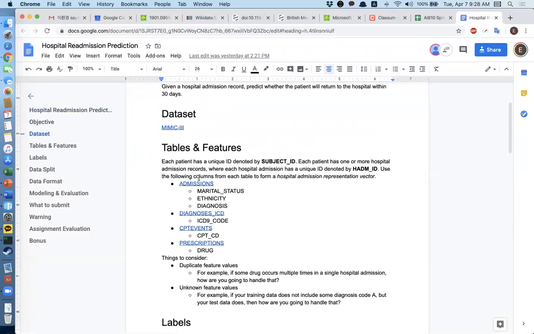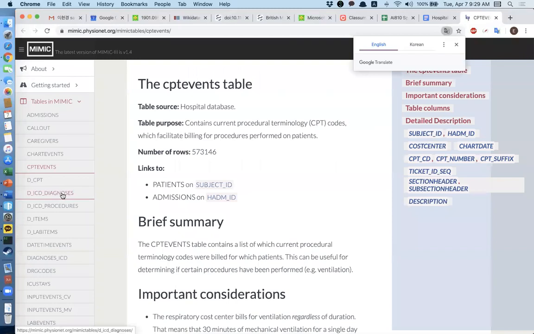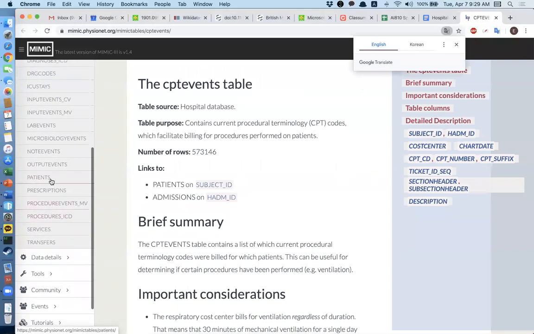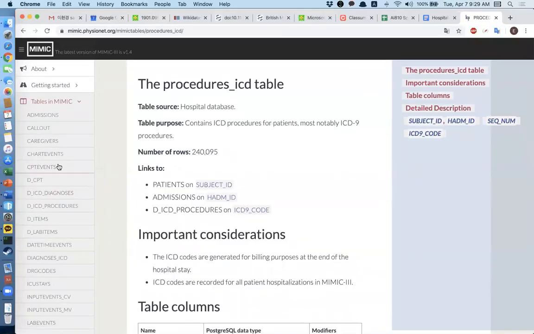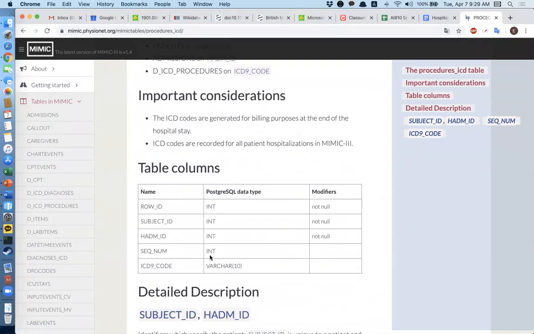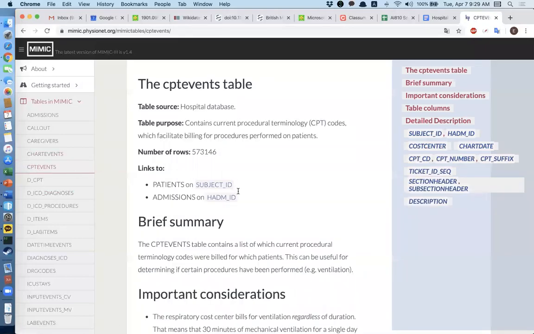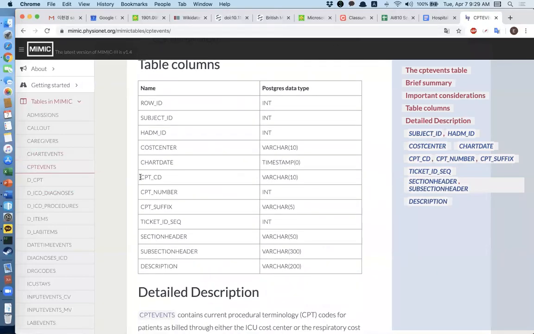So, tables and features. You are to use at least four tables, which are the admissions table, the diagnoses table, and CPT events. During the class, when I was introducing this prediction task, I used procedures ICD instead of CPT events, but they are almost exactly the same. In procedures ICD, all you need to do is extract the ICD-9 code for the procedure, but in CPT events, all you need to do is just extract the CPT code. That's the only difference.